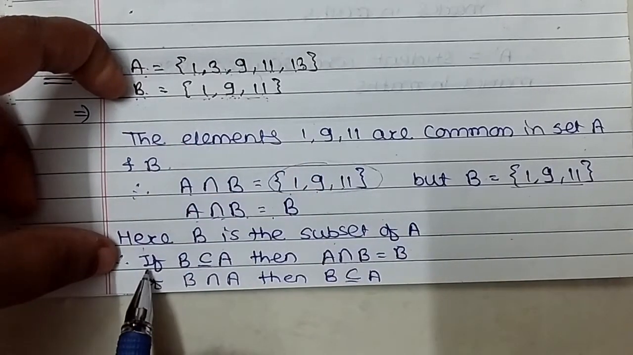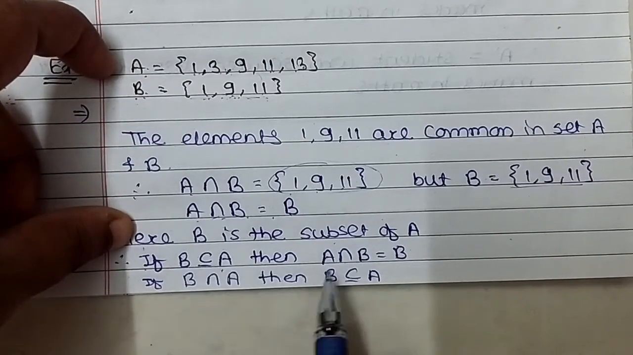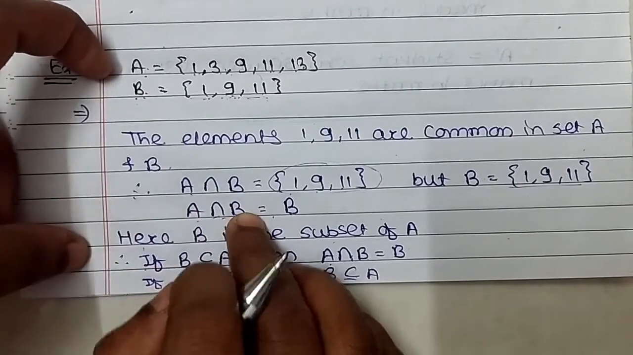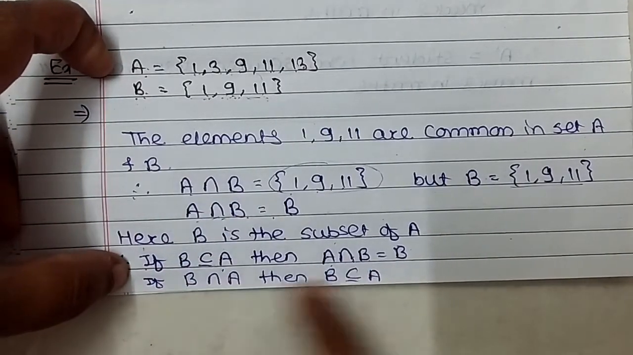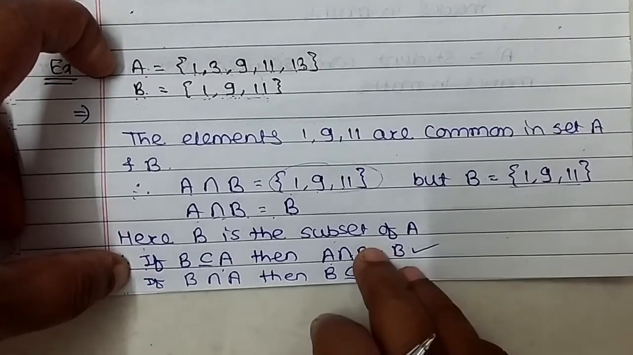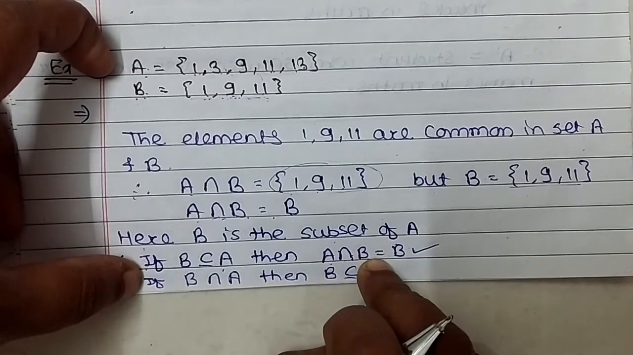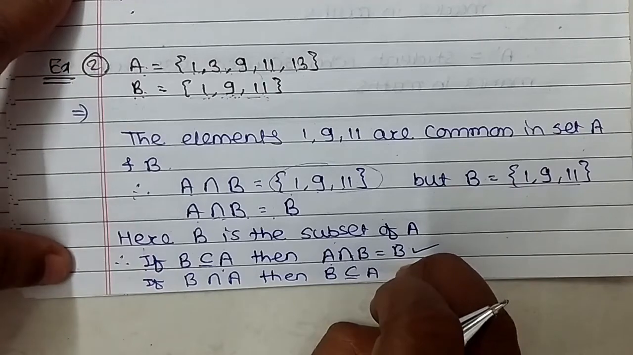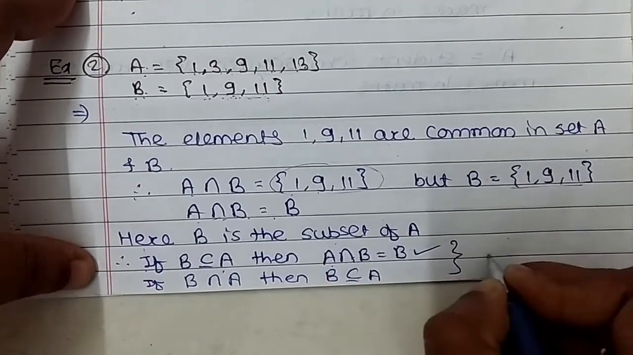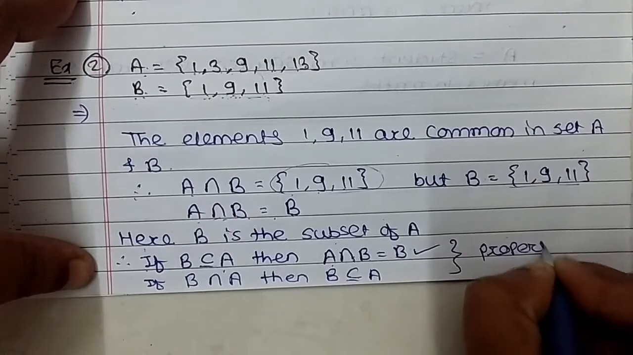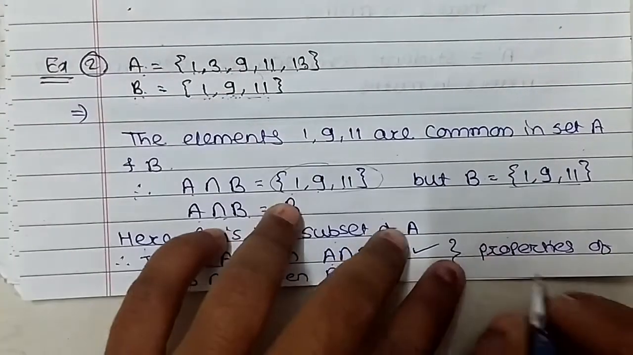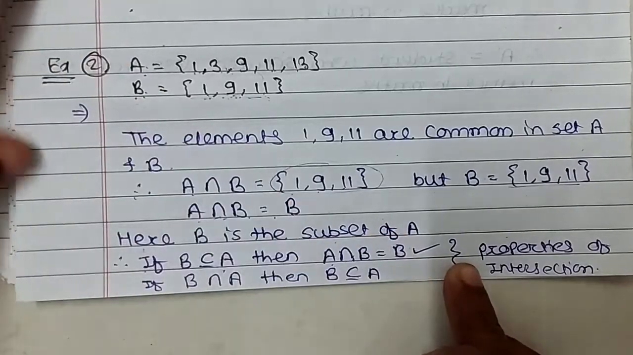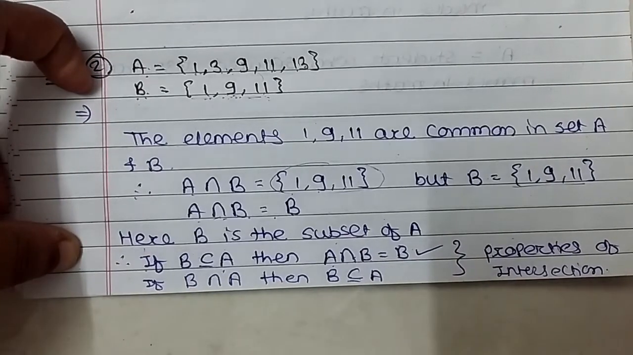If B is the subset of A, then we can say that A intersection B is equal to B, as we see here. Clear? Similarly, B intersection A means the reciprocal of this statement. When B intersection A is given here, then we can say that B is a subset of A. Clear? These two are the properties of intersection. Okay, understand this one.